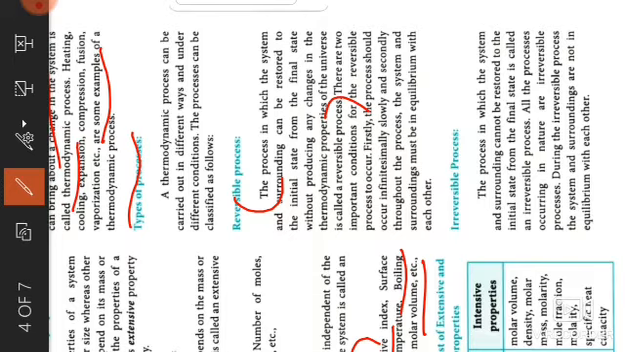And another one is that throughout the process, it occurs with the system and the surroundings.